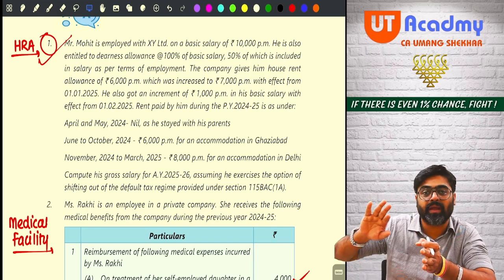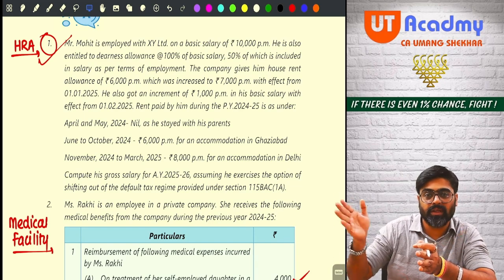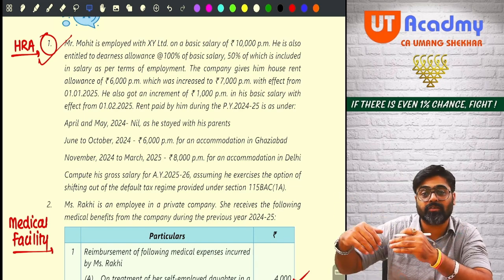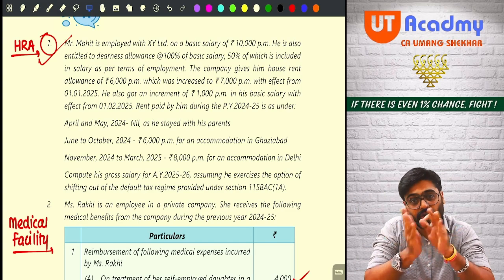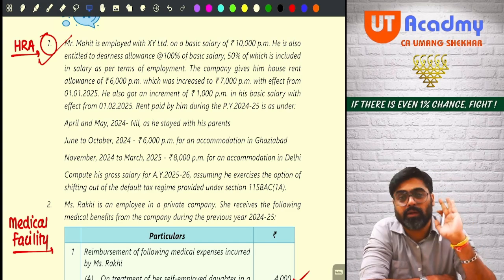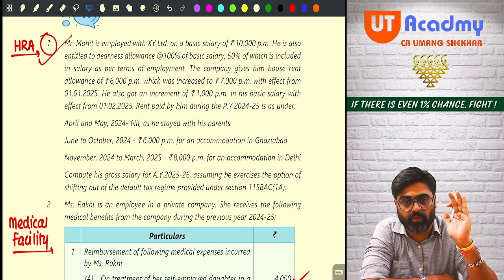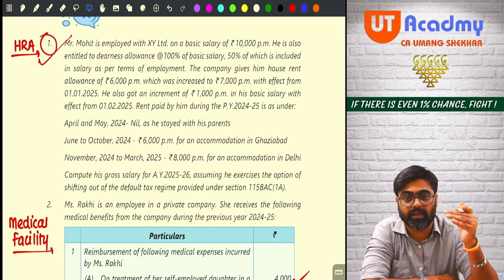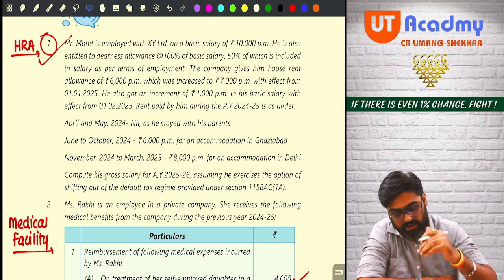For these 9 months, April to December, the HRA is 6,000. And from January onwards, I will have to calculate differently. I will have to do a separate calculation because the HRA is changing. It is becoming 7,000. Okay. Next one.